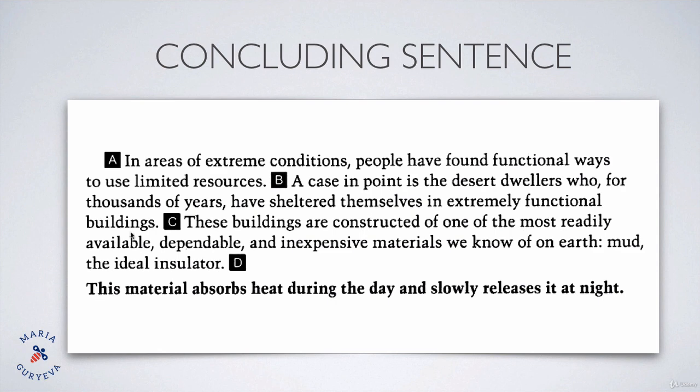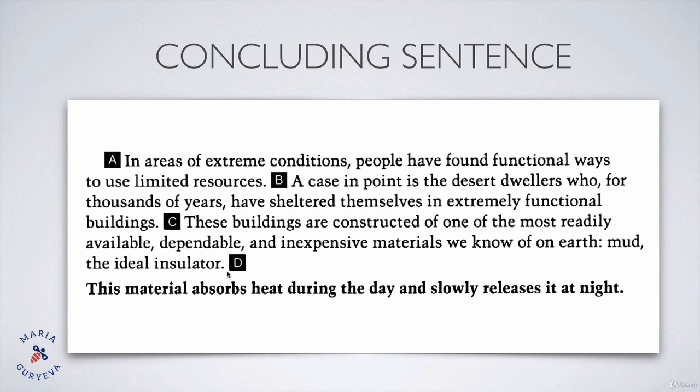So we see that this sentence has a transition, this material, it's a pronoun, this material. So we know that in the previous sentence, they must have talked about materials, right? Because this material, so in the previous sentence, there has to be something about the materials or one material. So of course, we see that here they talk about the mud, which is an inexpensive material, also readily available and dependable, right? So this would be a perfect place to fit this sentence because it has this pronoun this material. So there is a logical connection with this last sentence, okay?